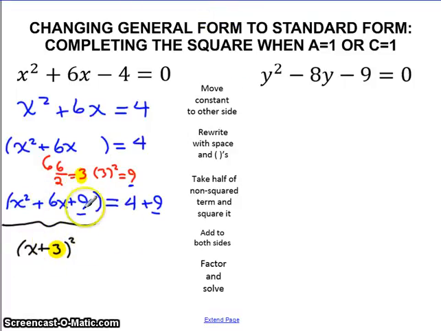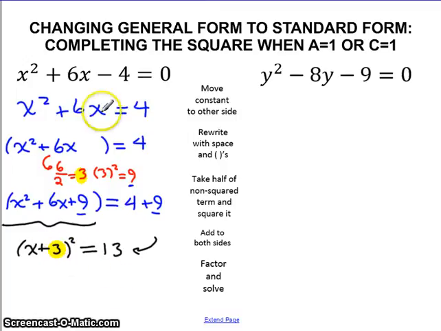Okay, so we've got this now reduced down to this form, and on the right side we have 4 plus 9, which is 13. Now this is really as far as we're going to take it when we do these completing the squares for our standard form. Normally what we do with completing the square is, after the factoring, we actually can solve this for x.